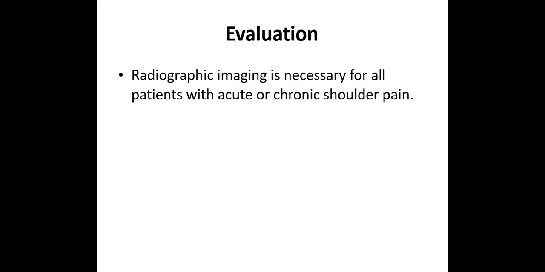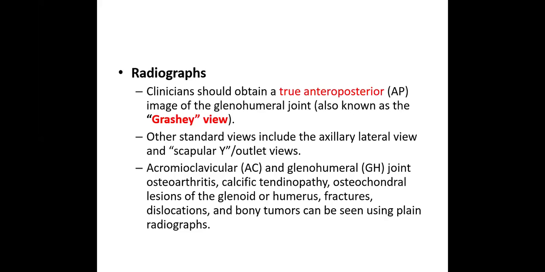Radiographic imaging is necessary for all patients with acute or chronic shoulder pain. If we talk about the radiographs, the clinician should obtain a true anterior posterior image of the glenohumeral joint, and that anterior posterior glenohumeral joint view is known as the Grashey view.